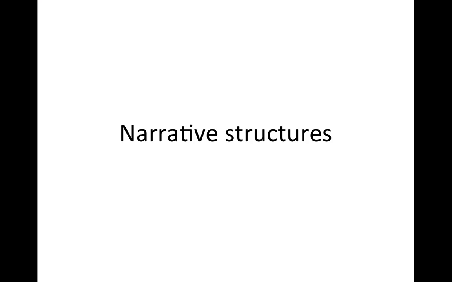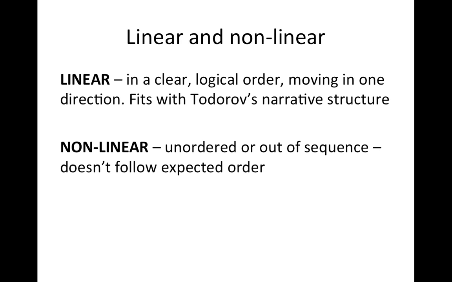Next, we're going to look at narrative structures. Todorov suggested there's a formulaic structure to narratives, however we know it doesn't always work like that. So you can get linear and non-linear narratives. Linear is a clear, logical order for the narrative to follow that moves in one direction. So it will be like the 5-point narrative.